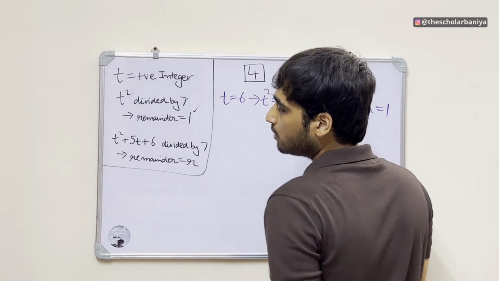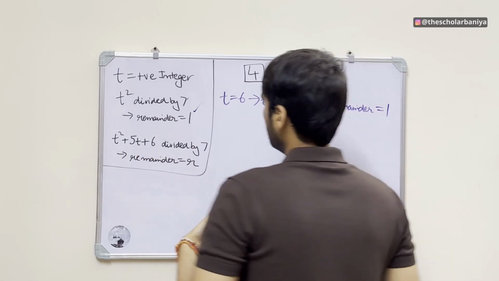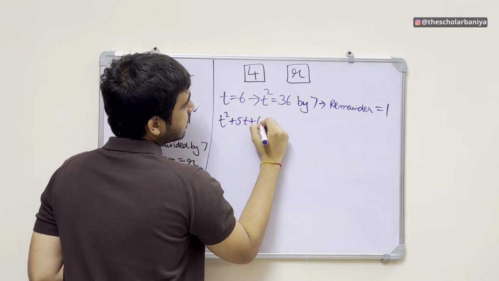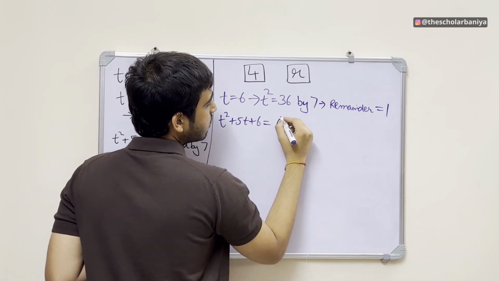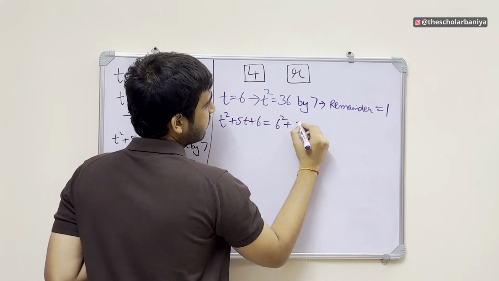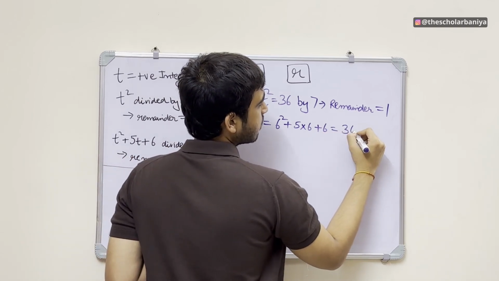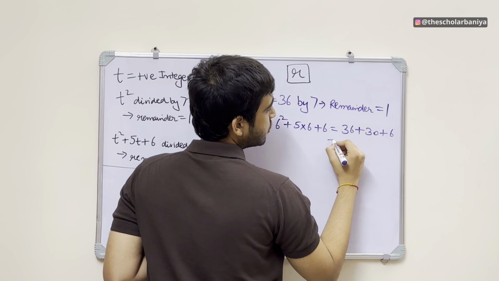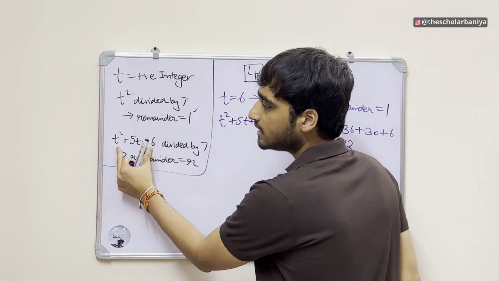Now we have to find out this. So t square plus 5t plus 6 divided by 7. So t square plus 5t plus 6, what will this value be? t is 6. So 6 square plus 5 into 6 plus 6, which is 36 plus 30 plus 6, which is 72, right? So this value comes out to be 72.